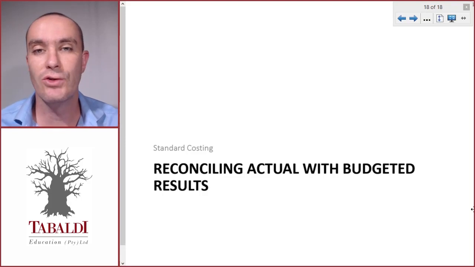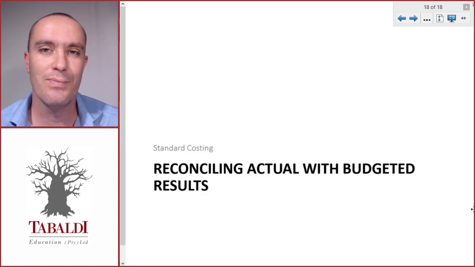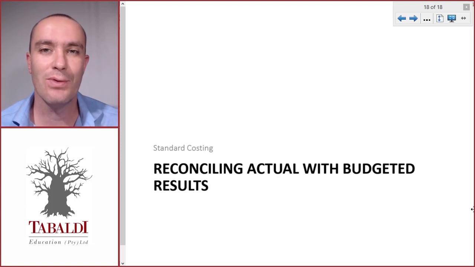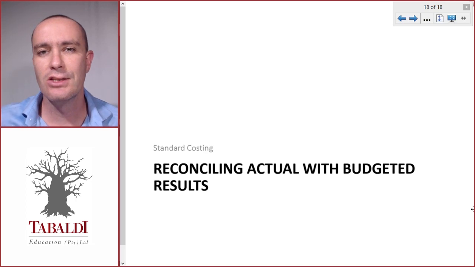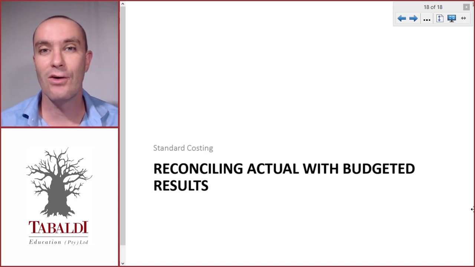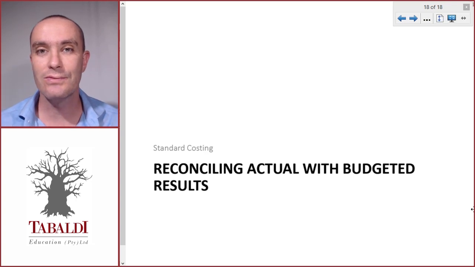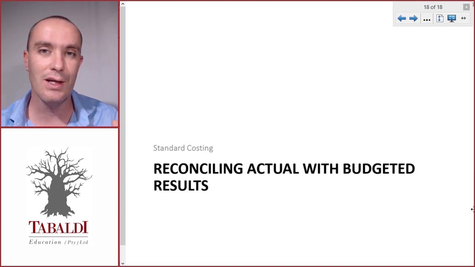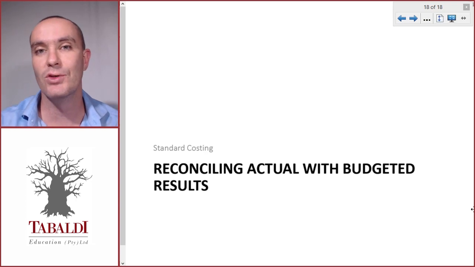So you might be asked to reconcile the actual to the budgeted results, or to reconcile actual profit to budgeted profit, or to reconcile actual profit to standard profit. So what is a reconciliation? Remember, reconciliation is comparing two different values. So you start with the one, you end with the other one, but you have to show all the differences or everything that caused the two values to be different in between.